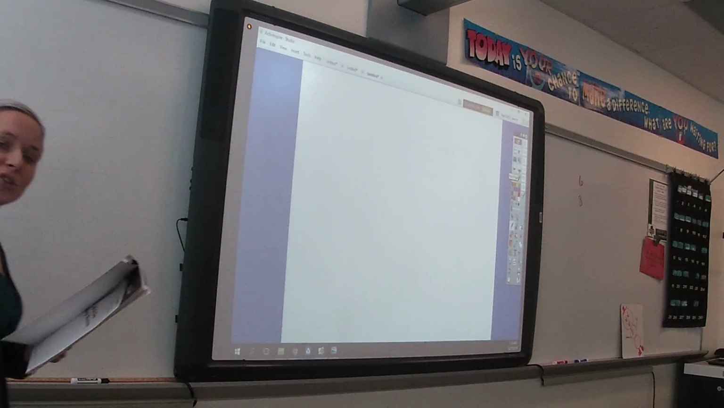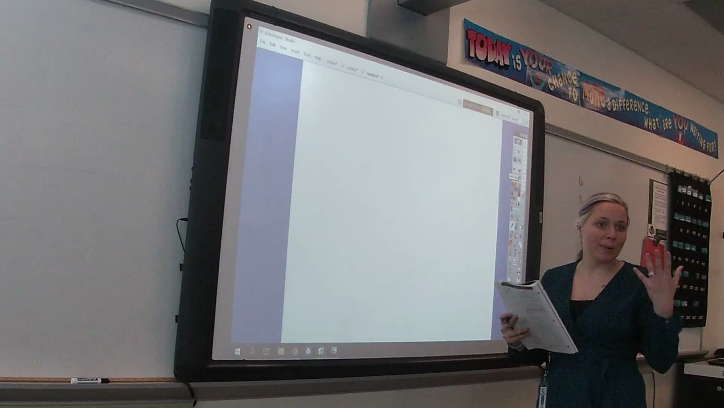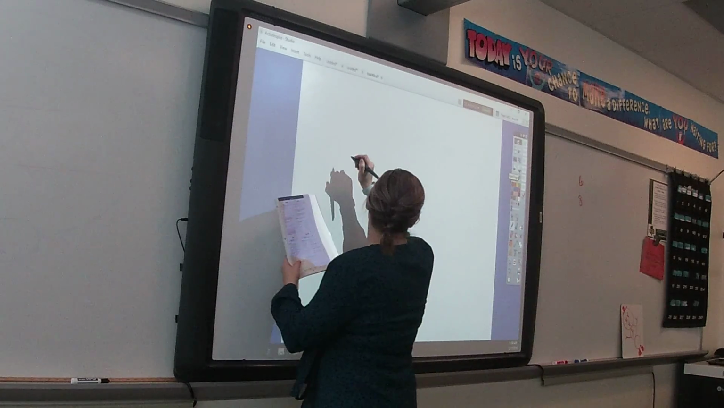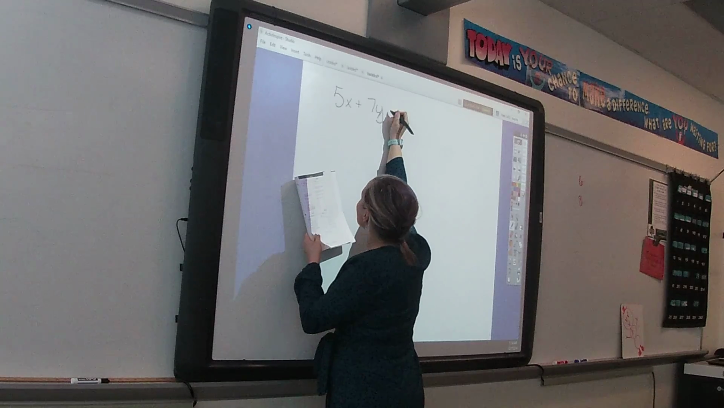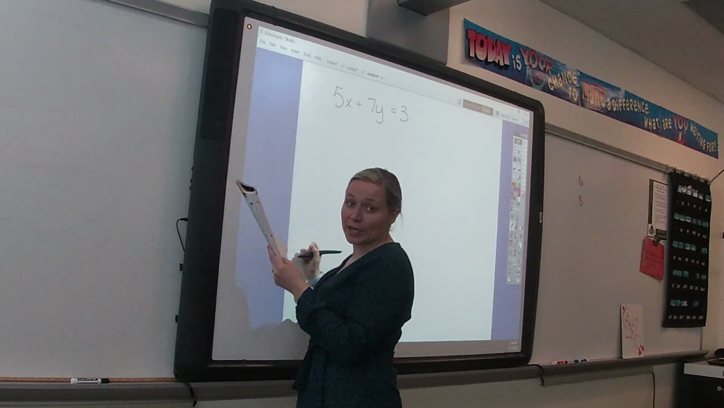Okay, so Kayla, I'm actually going to teach you something on this next problem, because you're saying I'm going to have to remember when to do what. So we'll talk about some options here. So next example, 5x plus 7y equals 3.